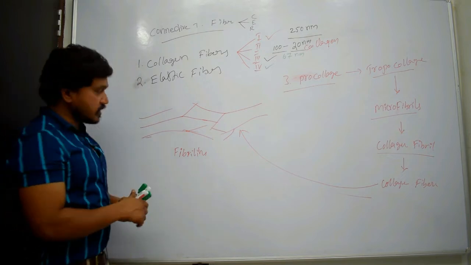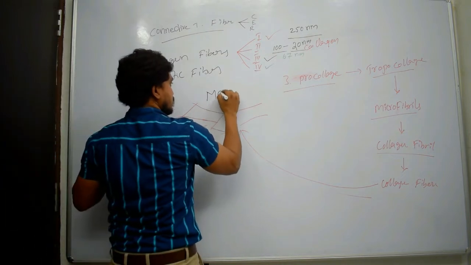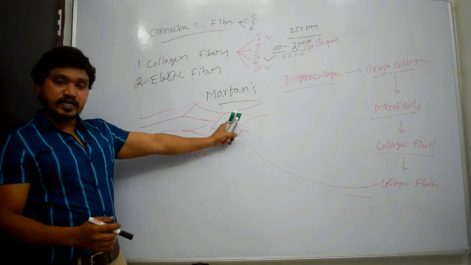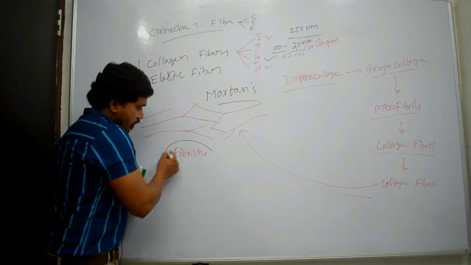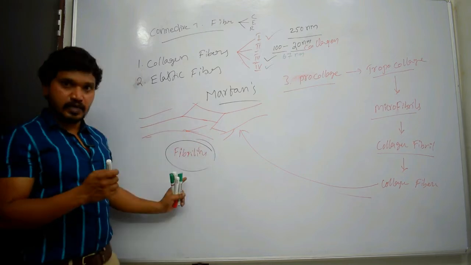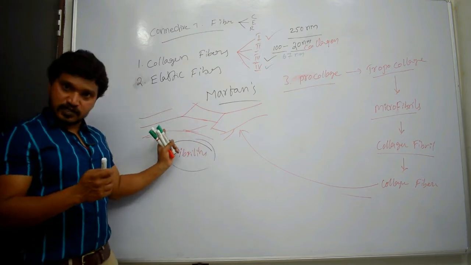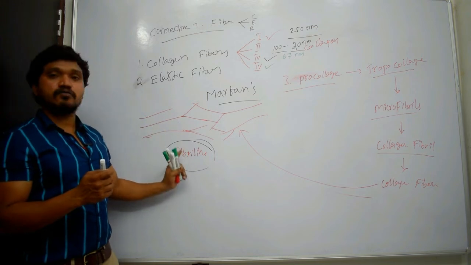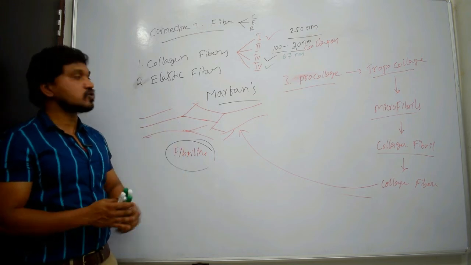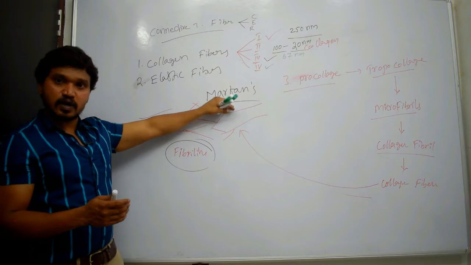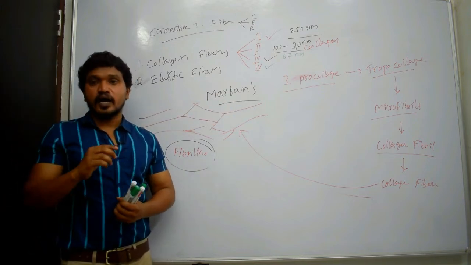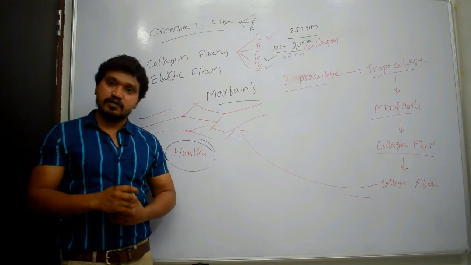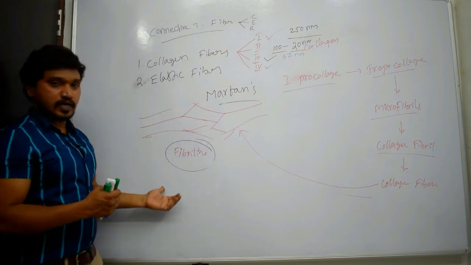That disease is what we call Marfan's disease. There will be a defect in the elastic fibers, that means a defect in the formation of fibrillin. Fibrillin is present around the elastic fibers. If there is any defect in its formation, it leads to Marfan's disease. In Marfan's disease, there is subluxation of the eye lens, loose joints and aneurysm of blood vessels. So that is about elastic fibers.